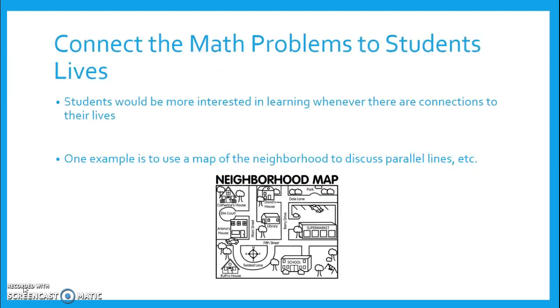Another example would be to connect the math problems to the students' lives. This is sometimes easier said than done, but it can still be accomplished. One way this could be done would be to have the students draw a map of the neighborhood they are from. Using the map, students can learn a lot about math. They can observe the points, lines, rays, and segments, and the relationships between them, such as being parallel, perpendicular, and intersecting. They can also learn about different angles from the map.